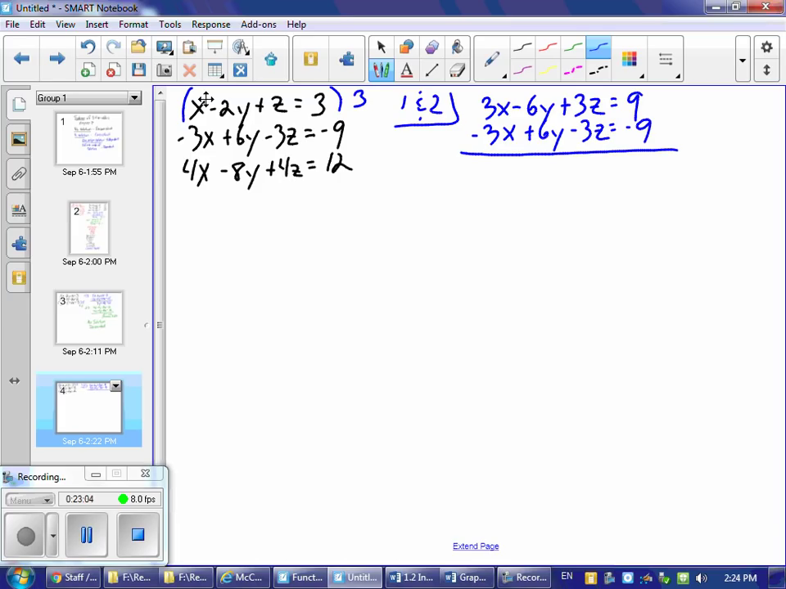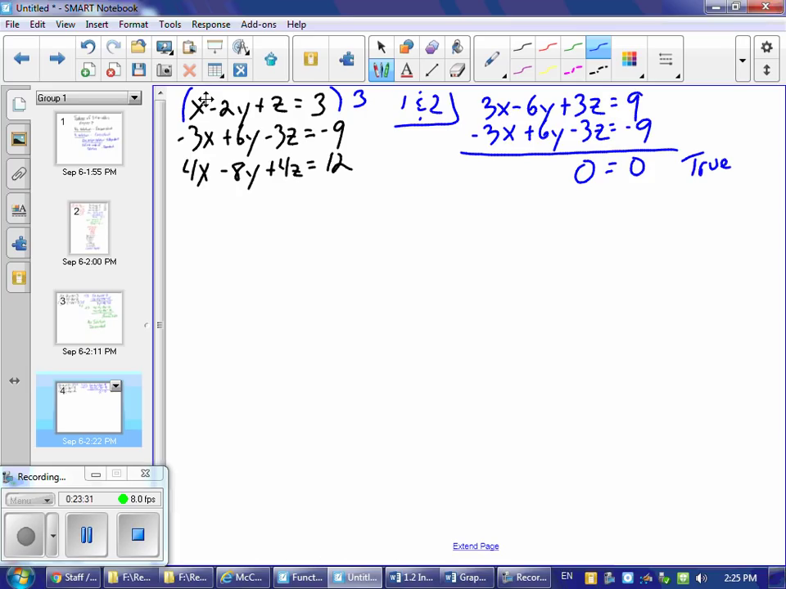Well, now this is interesting. So it looks like if I add all these up, 3x, negative 6y, and positive 6y, 3z, and negative 3z, again I get a 0 on the left. But look what happens on the right-hand side this time. I get 9 and negative 9. That's also 0. Now, is that a true or false statement? That one should be true.